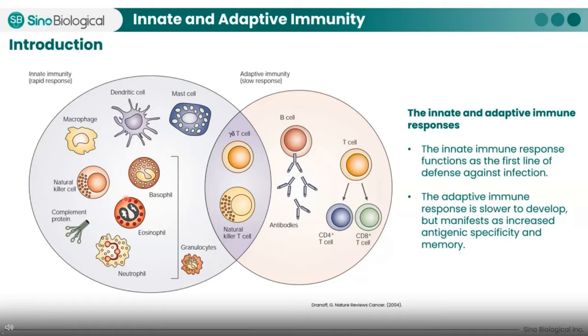The innate immune response functions as the first line of defense against infection. It consists of soluble factors such as complement proteins and diverse cellular components including granulocytes, mast cells, macrophages, dendritic cells, and natural killer cells. The adaptive immune response is slower to develop, but manifests as increased antigenic specificity and memory. It consists of antibodies, B lymphocytes, and CD4 and CD8 plus T lymphocytes. Delta gamma T cells and natural killer T cells are cytotoxic lymphocytes that straddle the interface of innate and adaptive immunity.